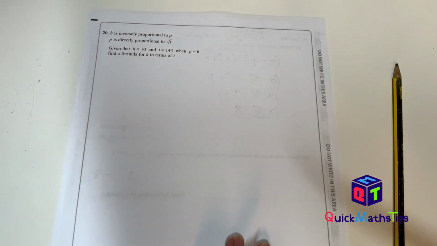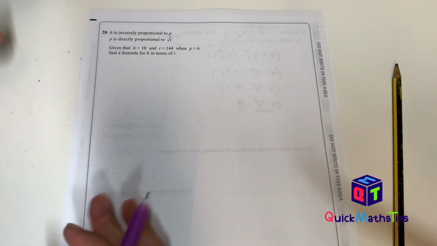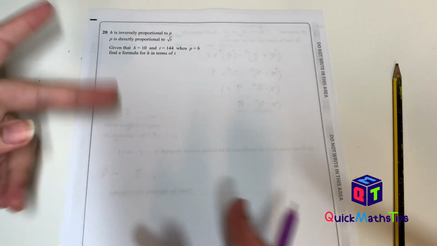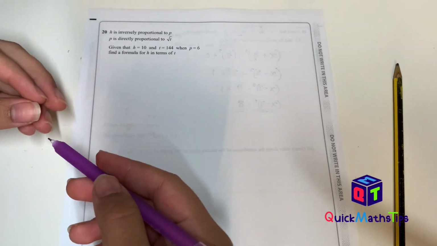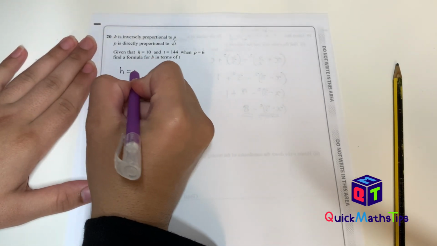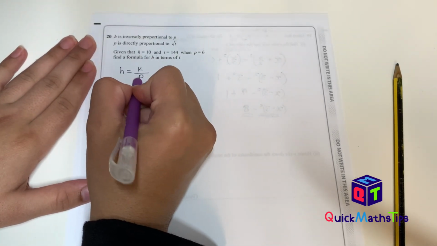Right, h is inversely proportional to p. p is directly proportional to root t. Given that h equals 10 when t equals 144 and p equals 6. Okay, so for proportion, k is a constant. k is there to show the relationship between your two values. Inverse is k divided, direct is k multiplied. So to work out inverse proportion, I'm going to do h equals k divided by p.